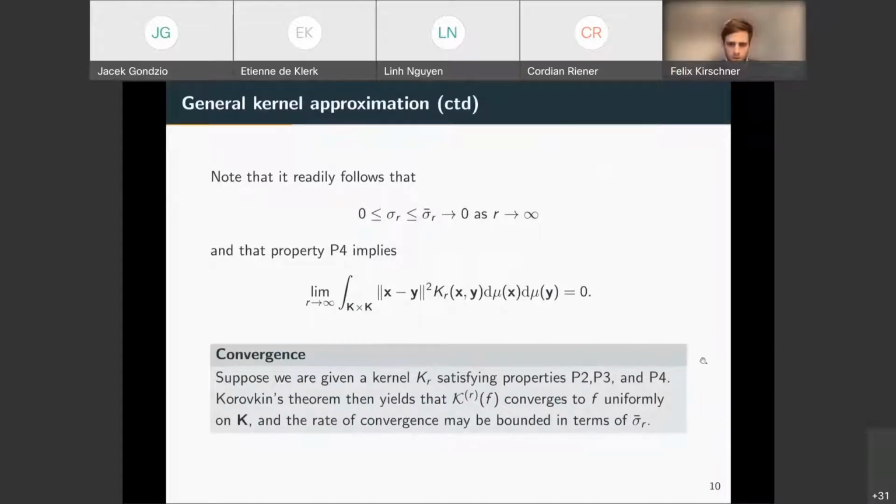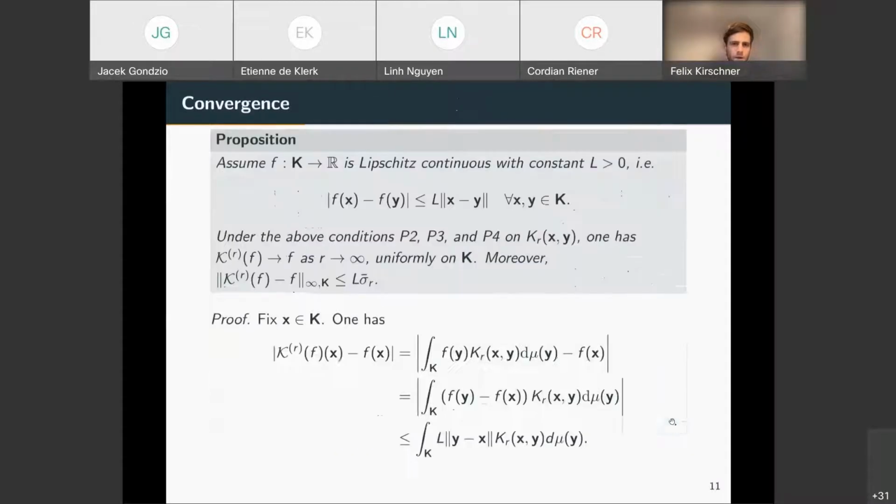Under these three properties, we know by Korovkin's theorem that this object here basically converges to f uniformly on K, and the rate of convergence can be bounded in terms of sigma r bar, and I will prove that to you right now.